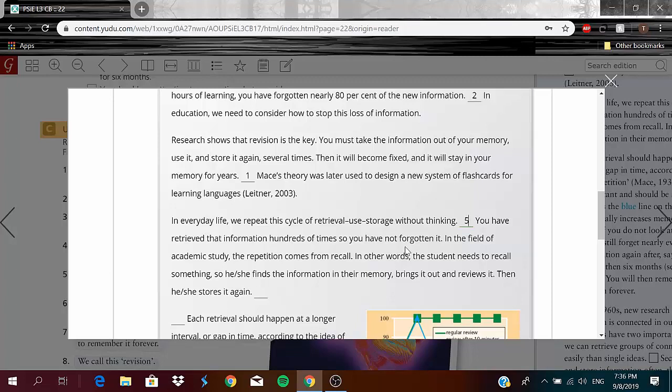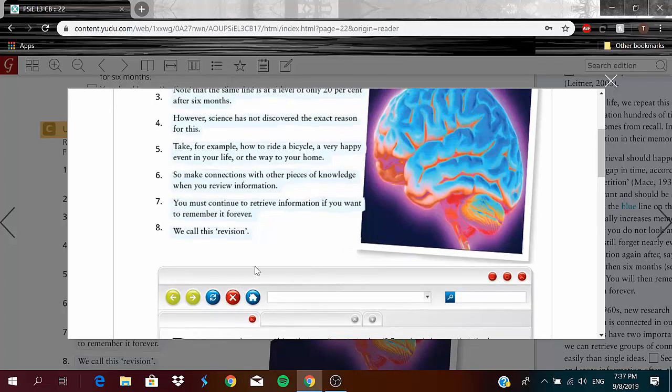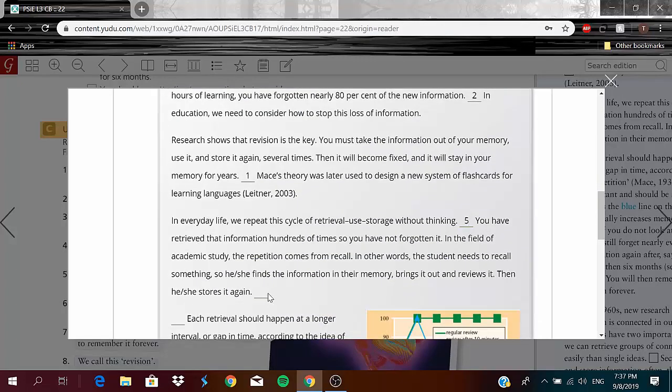In the field of academic study, the repetition comes from recall. In other words, the student needs to recall something so he or she finds the information in their memory, brings it out and reviews it, then stores it again. And what can we say after that to end it all out? What do you guys think? Yes, that's correct. We call this revision. Okay? 8.